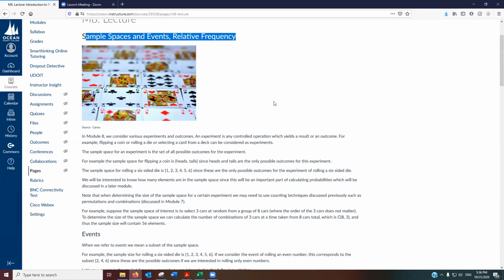So what we'd like to do here is understand how to set up a sample space. A sample space is really going to be all the possible outcomes for an experiment. So here it says sample space is the set of all possible outcomes. For example, an experiment might be flipping a coin. Then the sample space would be heads, tails. Those are the only possible outcomes when you flip a coin.